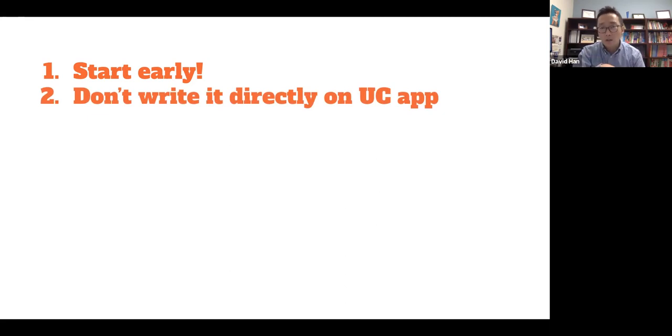Don't write it directly on the UC application, even though you're allowed to save and edit. It's a lot easier for you to share your work with the counselors or your friends if you actually write them on a Google Doc, right? And then you could go back to revision history and see how much improvement you're making. Sometimes you need to go back to your old ideas and restart, right? So it's good to use Google Doc or Word Doc or something other than the UC app itself.